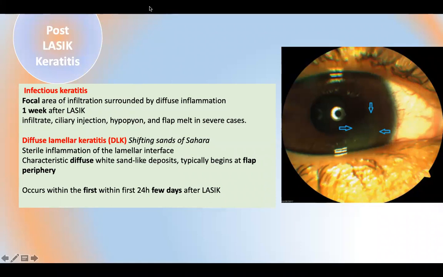Infectious or non-infectious? The infectious usually occurs within 1 week. It has a similar picture to the infectious keratitis we mentioned before, or diffuse lamellar keratitis, which is sands of Sahara. It's a diffuse white sand between the flap and the stroma, the rest of the stroma. And typically it happens within the first 24 hours, within the first day.